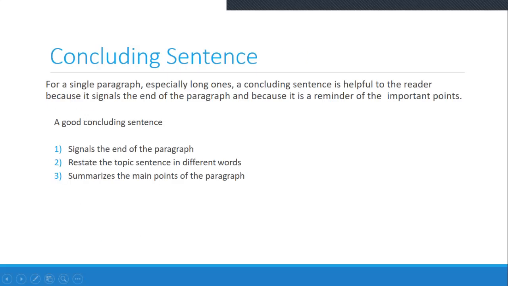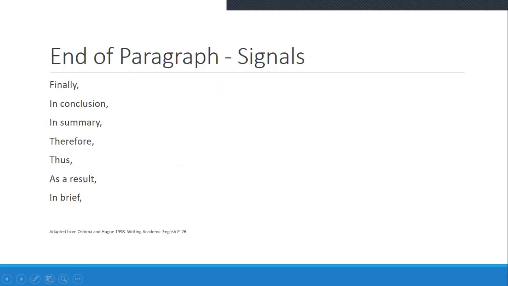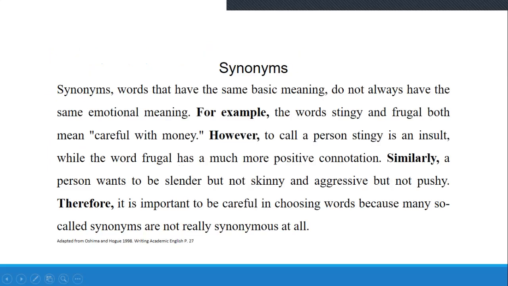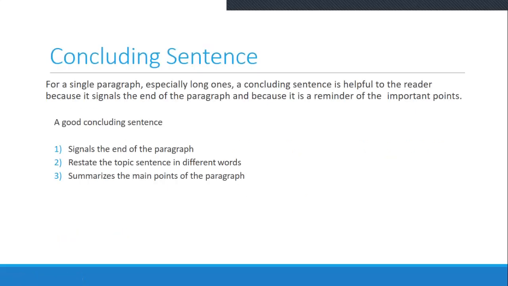So when you do that, the first point of a concluding sentence has been done. You have signaled the end of the paragraph by using one of these concluding words or phrases, right? Then the next point, what was the next point? The next point was restate the topic sentence in different words. This is another thing that you can do, right?